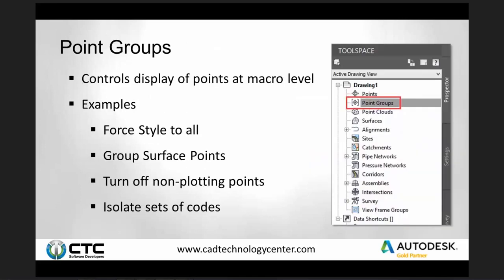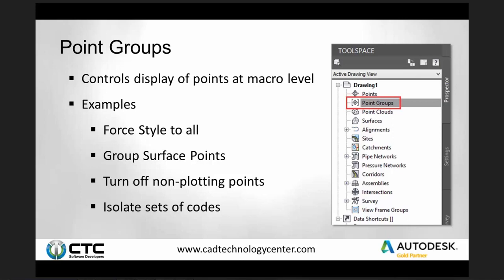Point groups you'll find on your Prospector tab. It controls display of points at what I'd say is a macro level. Description key sets control things point by point, point code by point code. Point groups are more about taking an entire set of points or all points and doing something with them. Examples of this might be to force a style to all points or a certain set of points. Common thing to group surface points. You know, we don't want a point that represents the top nut of a fire hydrant to be in our surface. We need to exclude that, and I don't want to have to make that manual selection every single time.